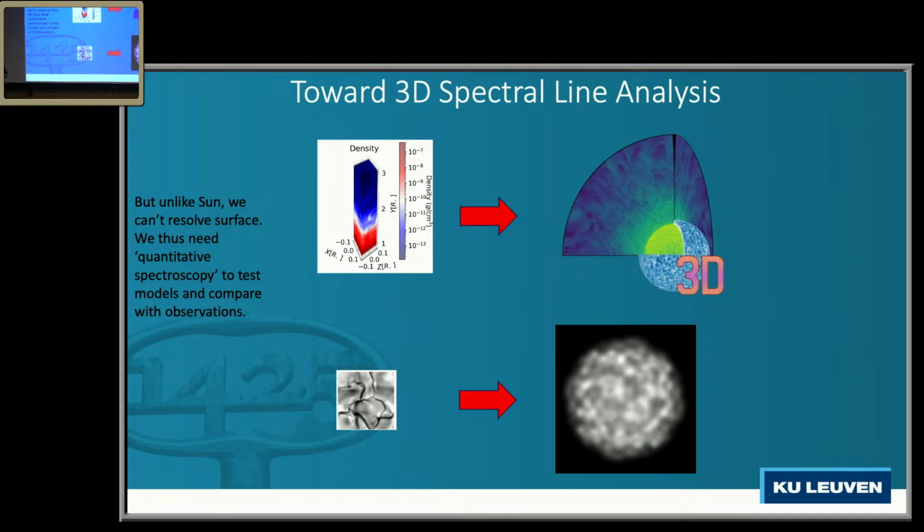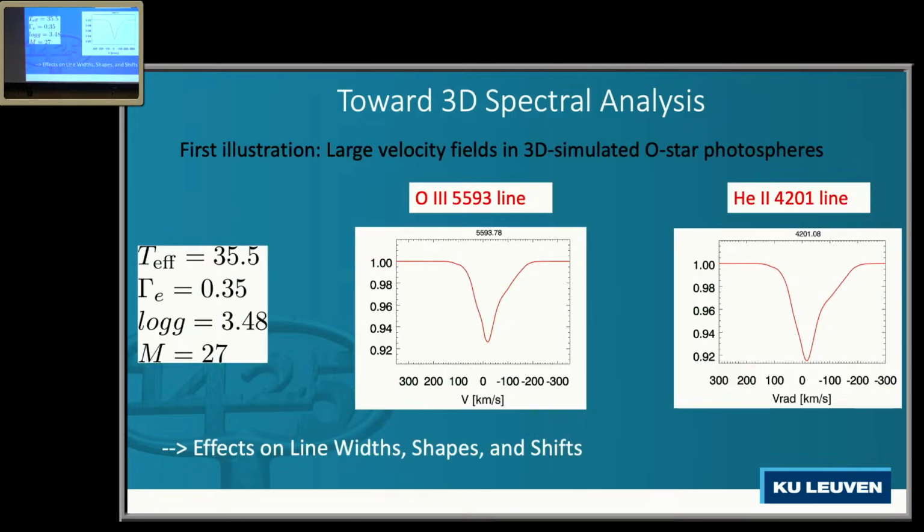So what we have to do is that we need the quantitative spectroscopy to test the models compared with observations. So from our essentially column models, now we create a full spherical 3D star. Going from this picture to essentially surface brightness, that would look something like that. Doing so, we can put this to test with our post-processing radiative transfer tools and see what comes out. So this is a first illustration, large velocity field, 3D simulated O-star photosphere. These are just two generic optical lines, often used in the O-star regime, oxygen-3, helium-2.